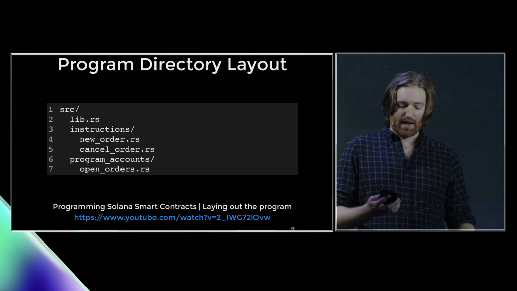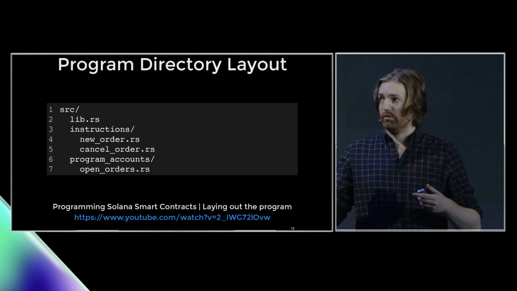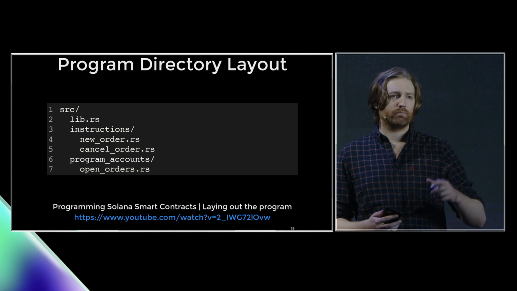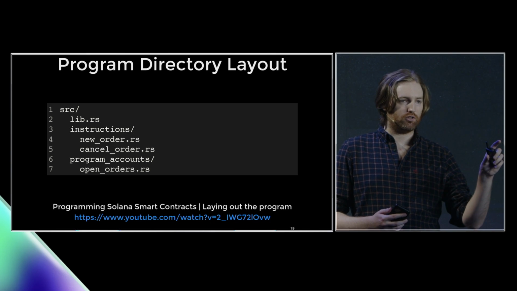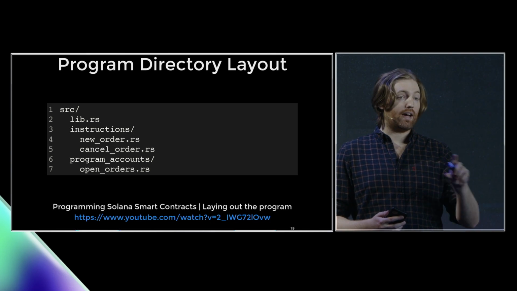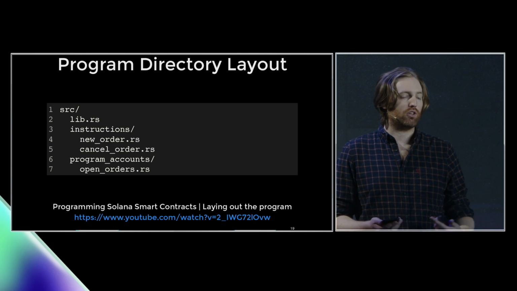And what's good about that is that you have one file, new order, which contains all the accounts that are going into that instruction. It contains the function logic, and it also contains all the access controls, so any sort of additional constraints beyond the account constraints that you want to apply.